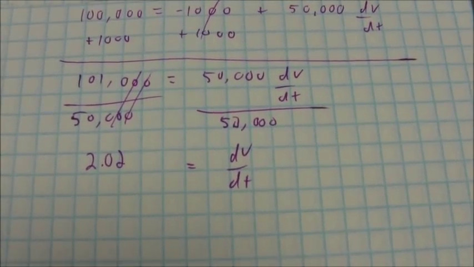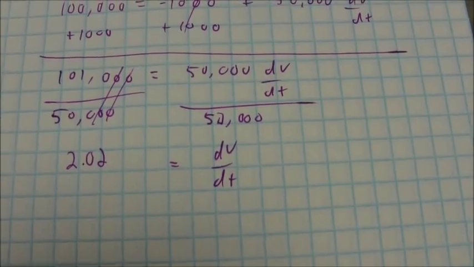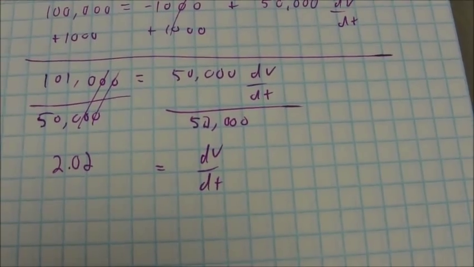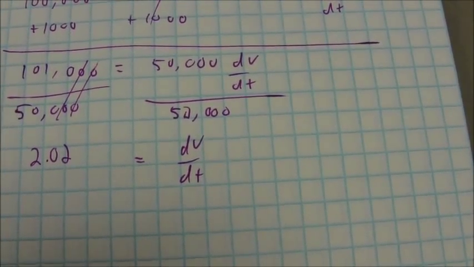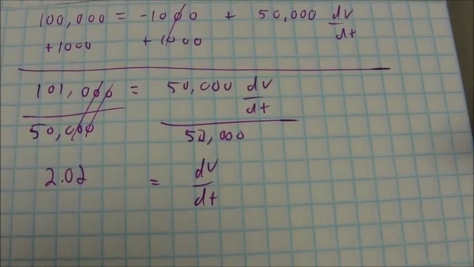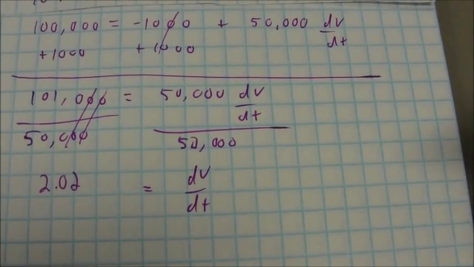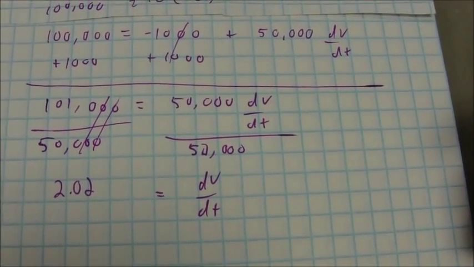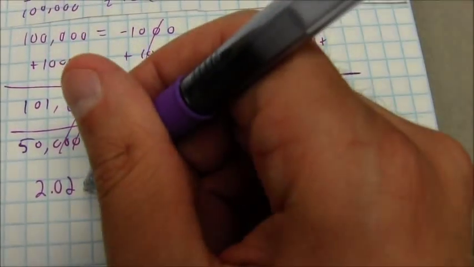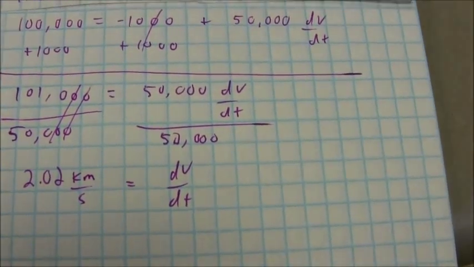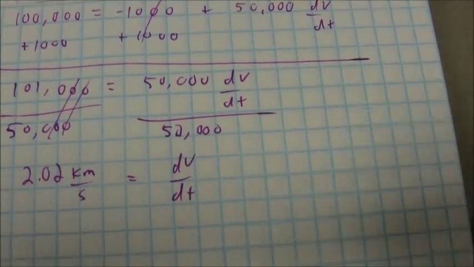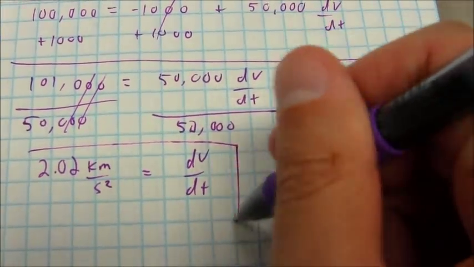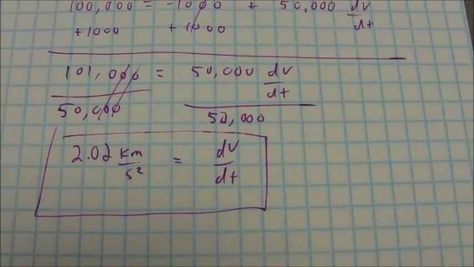Now that's a change in velocity over time. Velocity, of course, in this problem is measured in kilometers per second. But it's the change in velocity, so that's kilometers per second squared. That's actually an acceleration value. And that is my final answer.